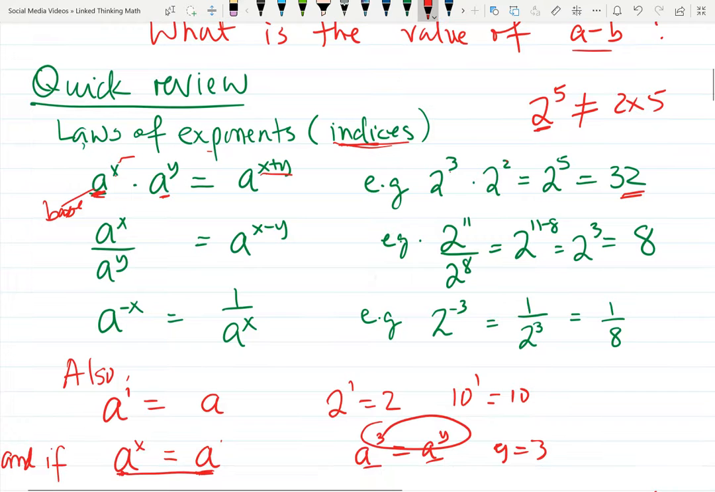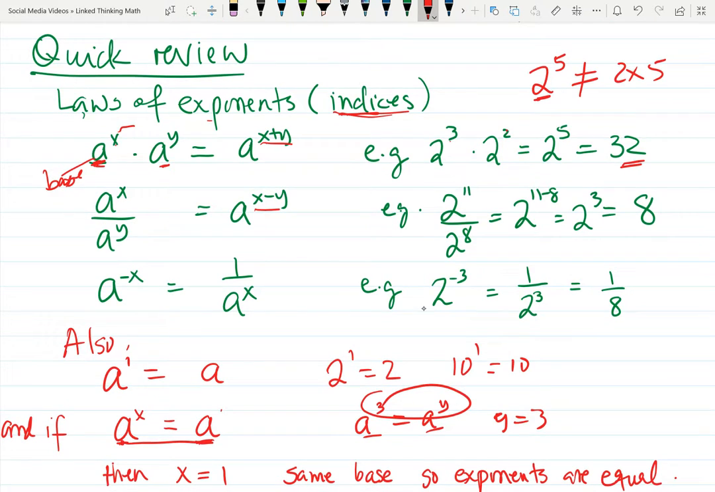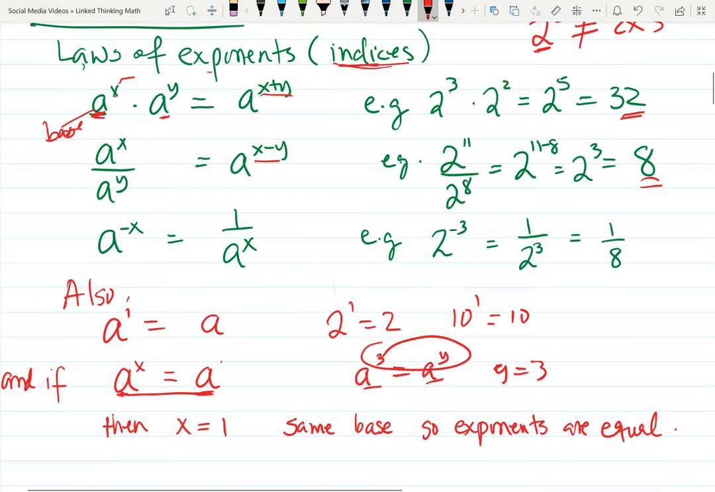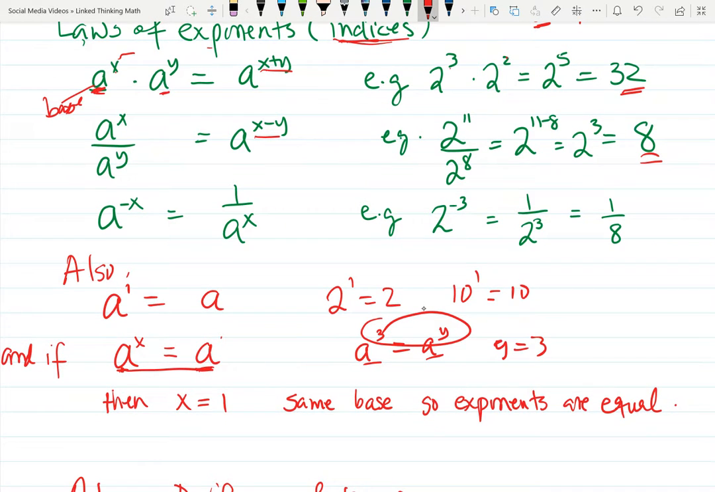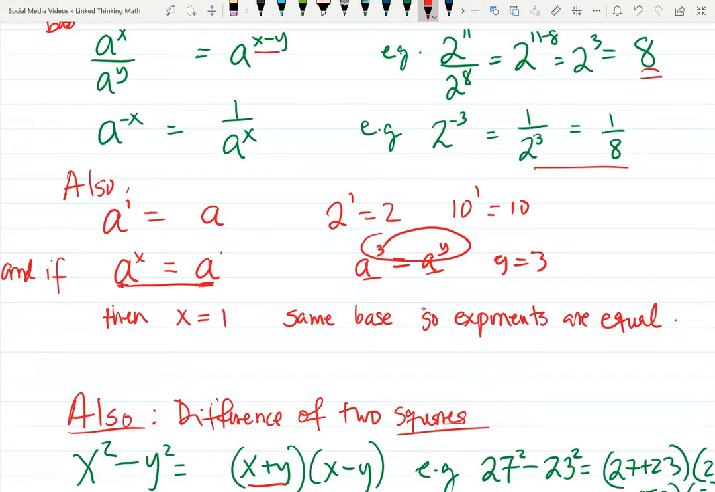If I have two numbers dividing, with the same base, I just subtract the exponents. 2 to the power 11 divided by 2 to the power 8 is the same as 2 to the power 11 minus 8, which is 2 to the power 3, and that is 8. That is 2 times 2 times 2, which is 8, not 6. A number to the negative exponent is 1 over the number to the positive exponent, and here is an example. Also, a to the power 1 equals a. Always, a number raised to the power 1 equals the number itself. We know that.